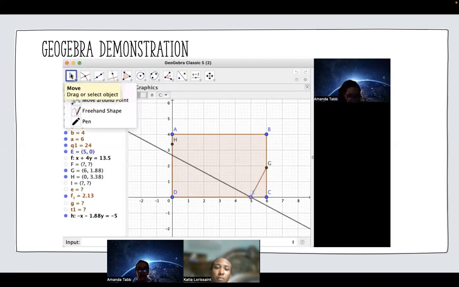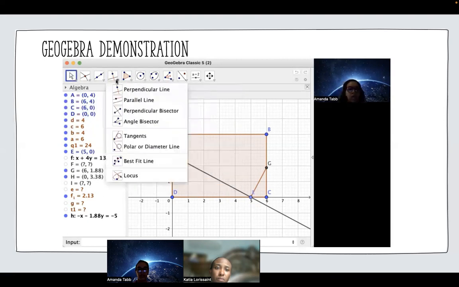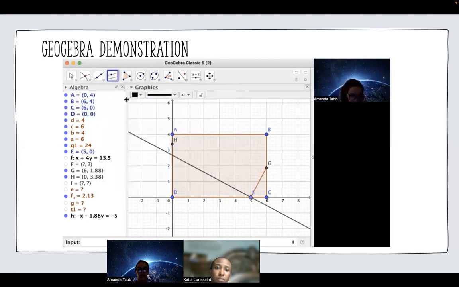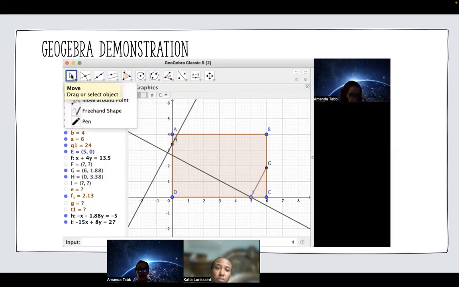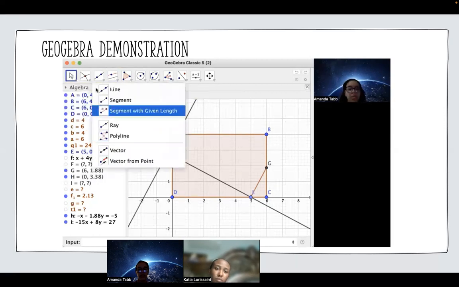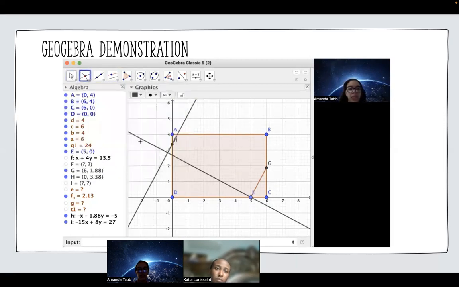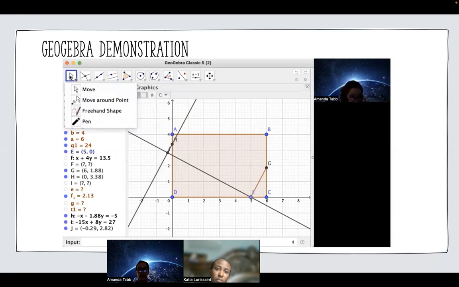And then we're going to draw the other vertex, so we construct a line parallel to GE passing through H. So like that. So we have our parallel and our perpendicular. Now we're going to intersect the two new lines forming J. So we have our intersect tool right here, and we're going to intersect right here. Perfect.